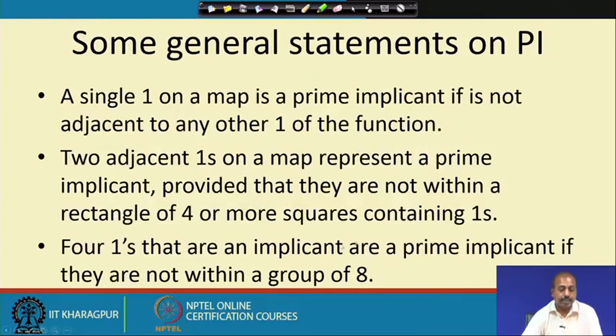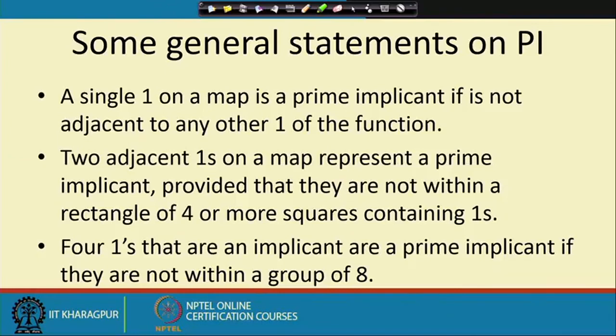So, that is what is said here: two adjacent ones on a map represent a prime implicant provided they are not within a rectangle of 4 or more squares containing ones. Similarly, 4 ones that are an implicant can be a prime implicant only if they are not contained within a group of 8. This way it goes on.